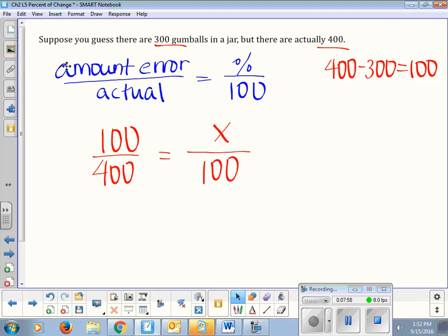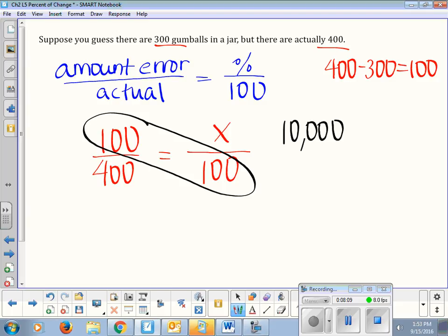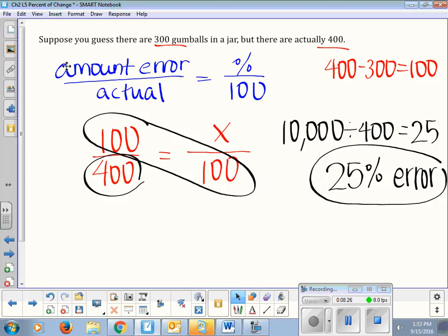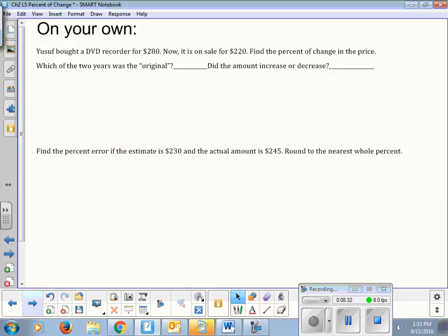Go ahead and multiply the two numbers we know how to multiply. 100 times 100 is 10,000. And what do we have to do with our leftover number? Divide by 400, and we get 25. So our answer is 25% error. Okay, I want you to go ahead and try the two on your own problems.